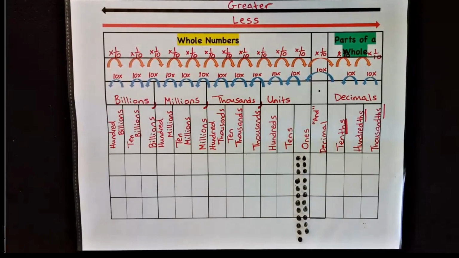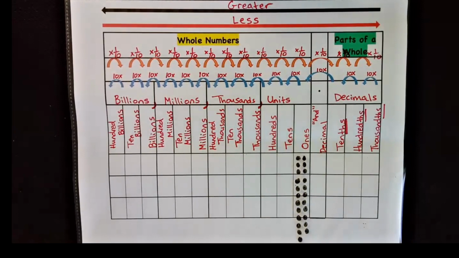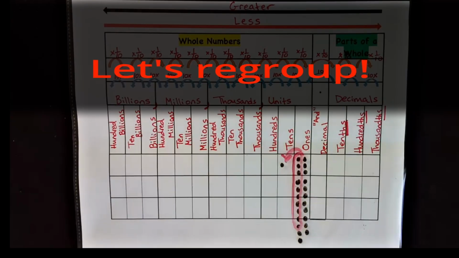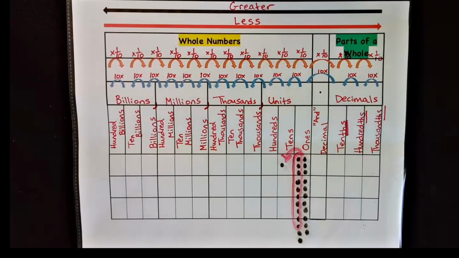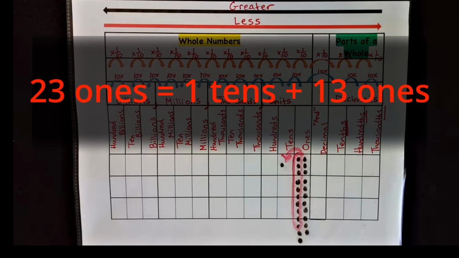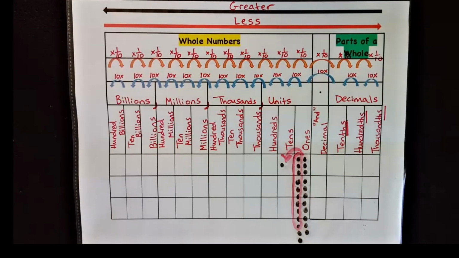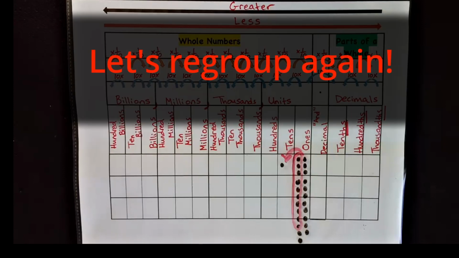I have 23 discs in the ones place. This is showing 23 ones. I regrouped 10 discs in the ones place into 1 disc in the tens place. So 23 ones is equivalent to 1 tens and 13 ones. In this example, I can regroup again.